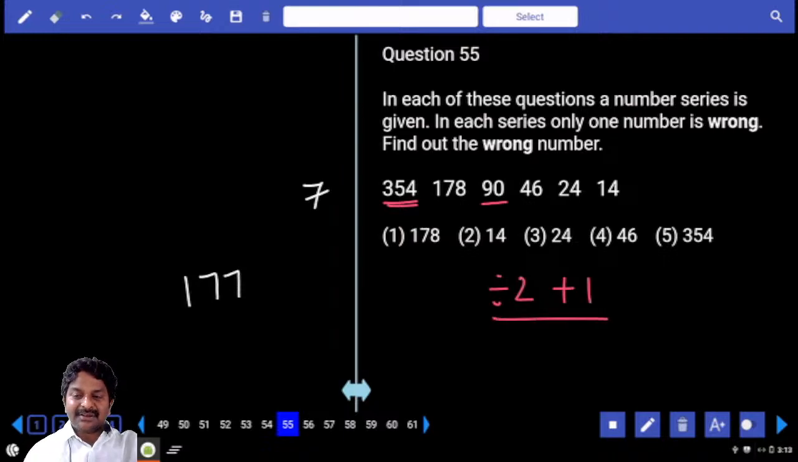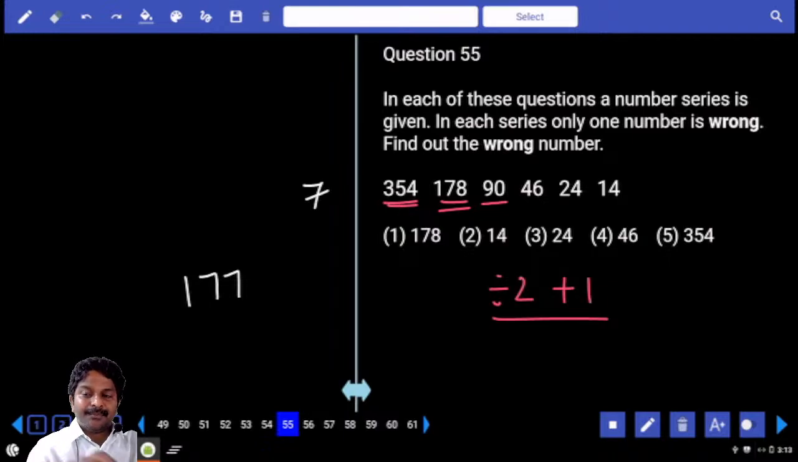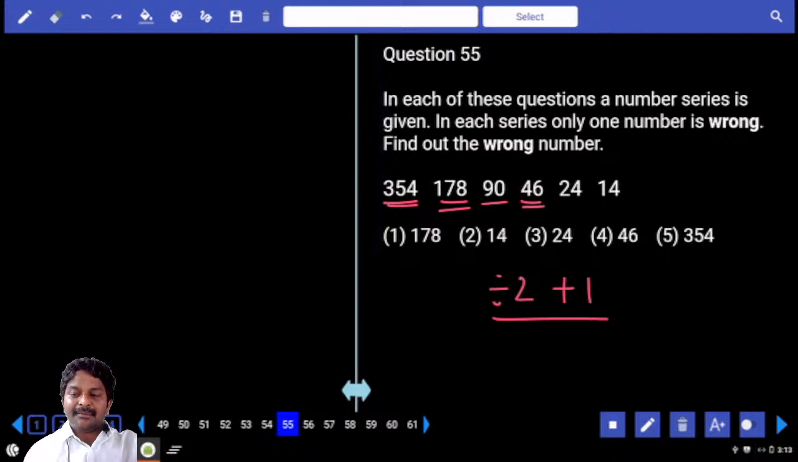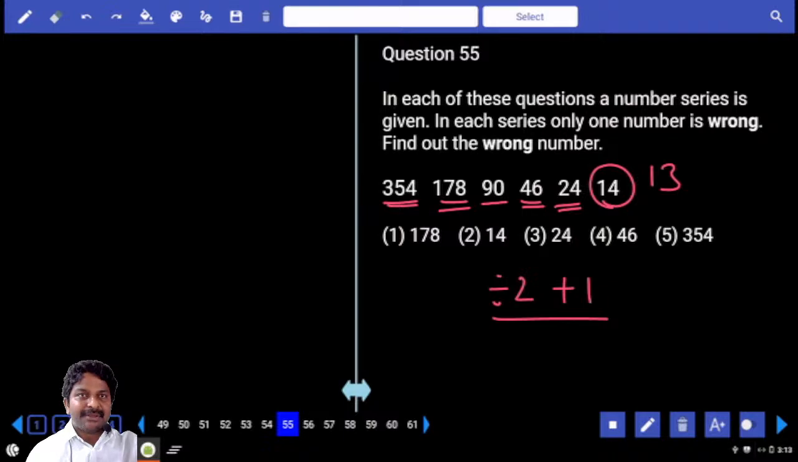177 plus 1. Satisfied? Divided by 2. 178 divided by 2. 89 plus 1. 90. Satisfied? 46 divided by 2. 23 plus 1. Satisfied? 24 by 2. 12 plus 1. What must be here? 13 must be here.